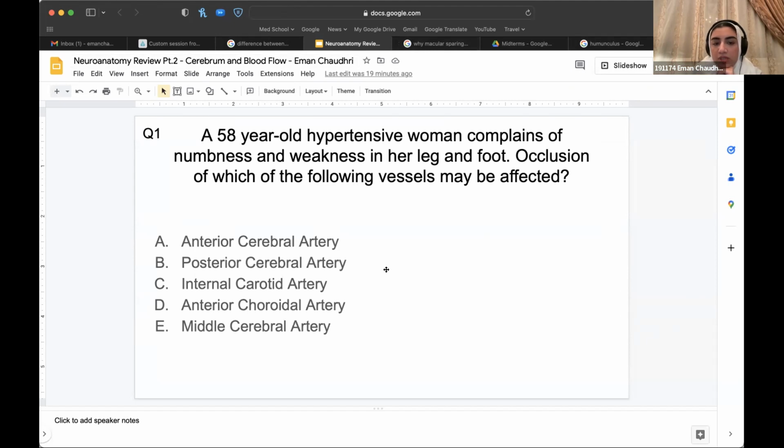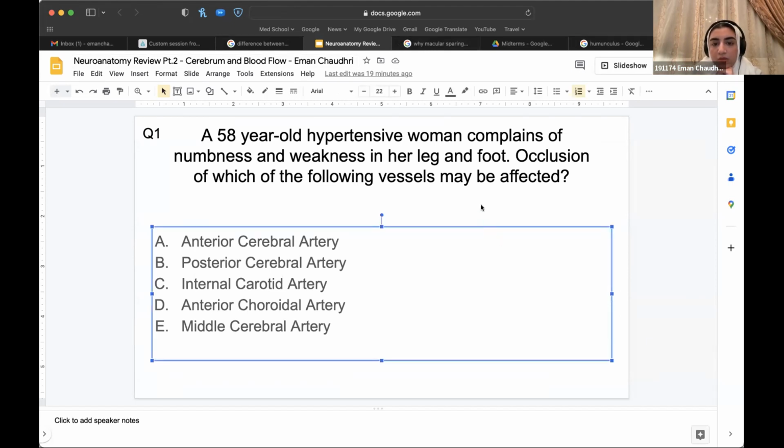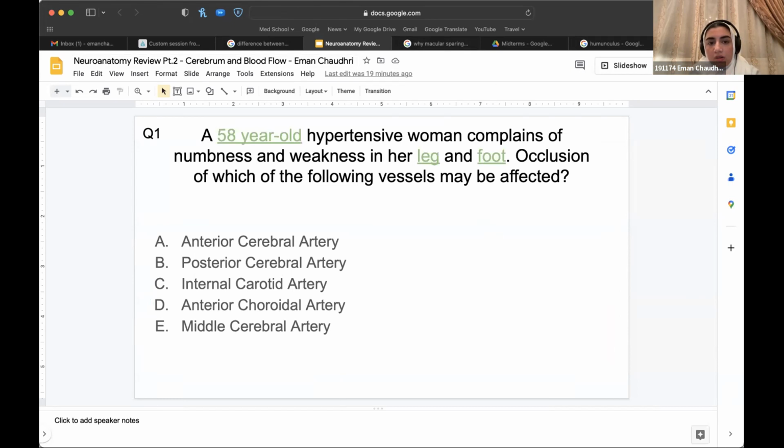Okay, so Nasser says A. And before we go into the actual answer, the important things are leg and foot, occlusion, 58 years old. It doesn't matter. We know from an older age, it's probably going to be a stroke. But leg and foot, that's the main thing you need to know.